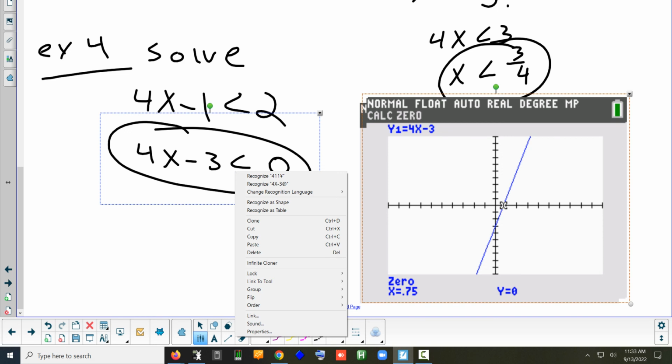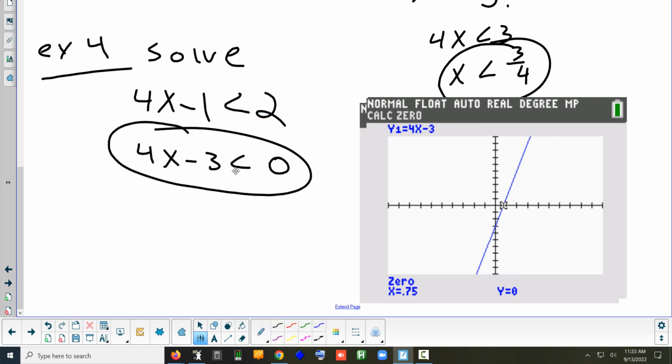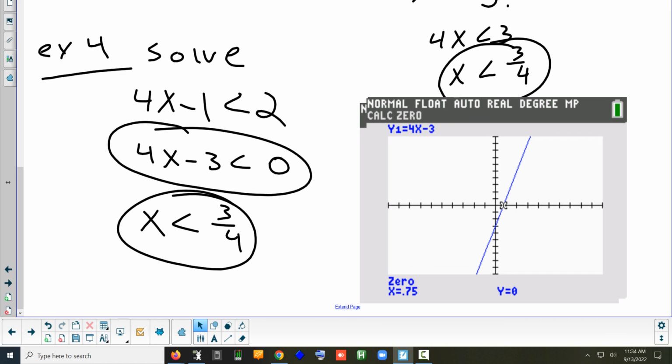Could second calc zero find the y-intercept? Or is it only for the x? No, it only finds the x-intercept. Yeah, no way to find the y with the calculator. So the answer here is all x values less than 0.75. So that's one way to solve an inequality. Get 0 on one side.